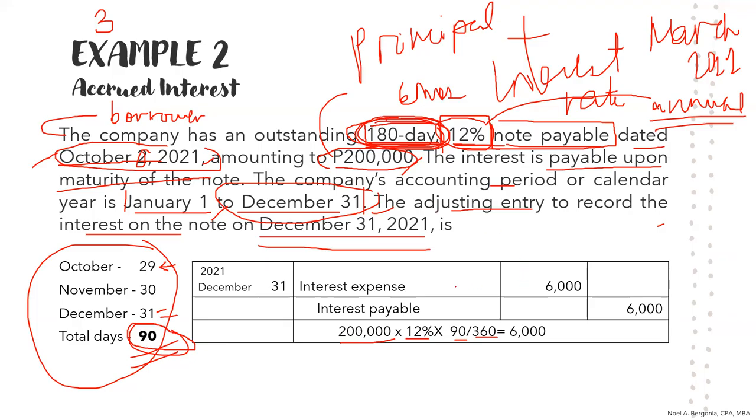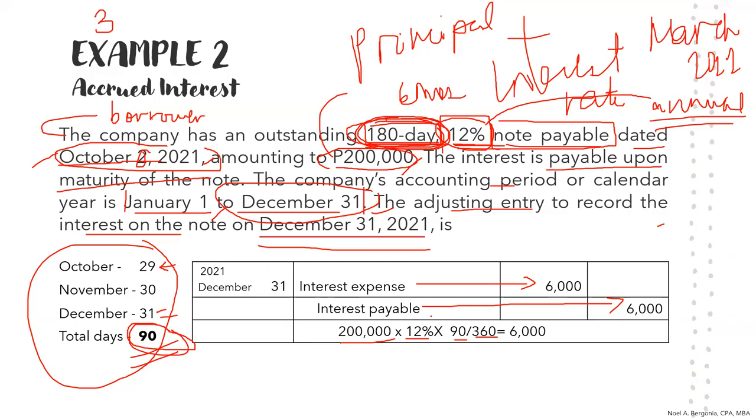Okay? So 6,000 peso. So our entry would be on December 31, debit interest expense kasi nagkaroon tayo ng incurred interest during the year, good for 90 days lang, and credit interest payable 6,000. Interest payable kasi again hindi pa bayad. Okay, so are we clear on that?